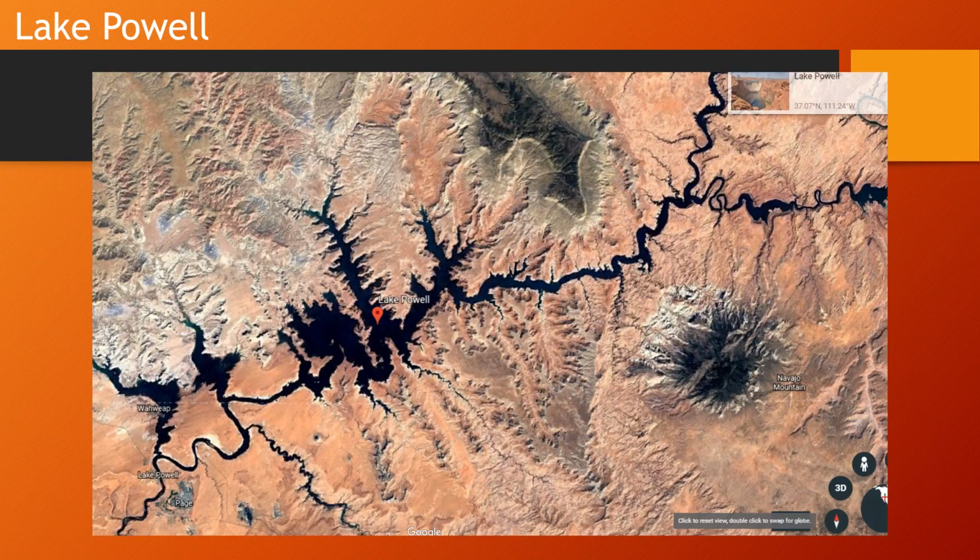Lake Powell is the second largest lake in the United States used for water supply. It is 186 miles long, and its deepest point reaches 558 feet deep. Glen Canyon Dam is located near the bottom left corner where it says Lake Powell, near Page, Arizona.